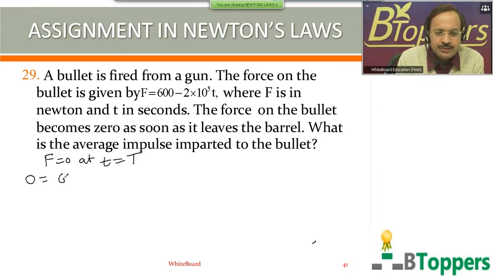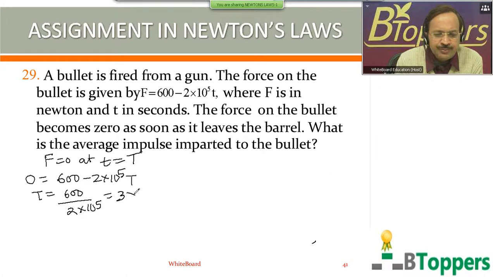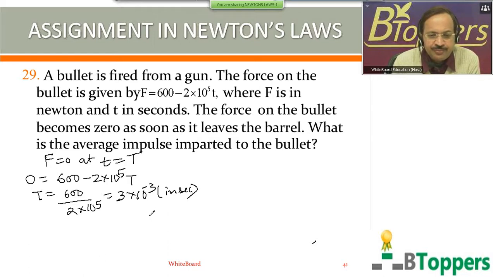To find capital T, you can substitute F equal to 0 on the left side and small t equal to capital T. Therefore, capital T can be written as 600 by 2 into 10 to the power of 5, or you can write 3 into 10 to the power of minus 3. That means the force on the bullet becomes 0 after a time interval of 3 into 10 to the power of minus 3 seconds.